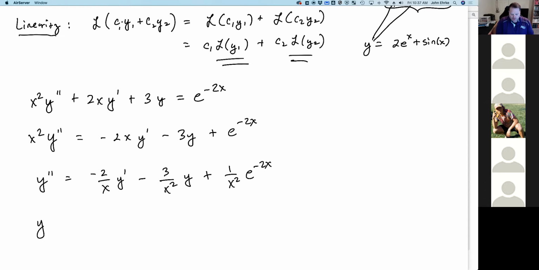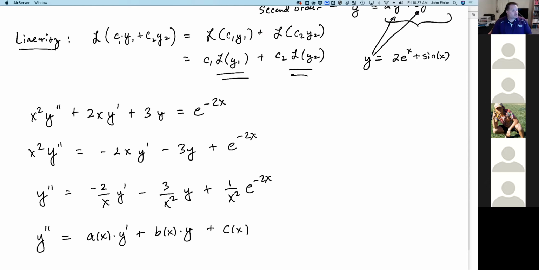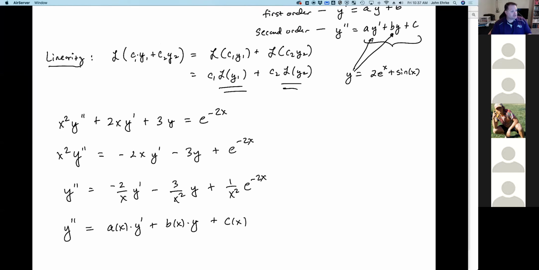And if you look, that right-hand side is a function of x times y prime, plus another function of x times y, plus a third function of x. And that matches the form that I have here for linearity. So this is indeed a linear differential equation. It's a second order linear differential equation. Do we have any questions about that?